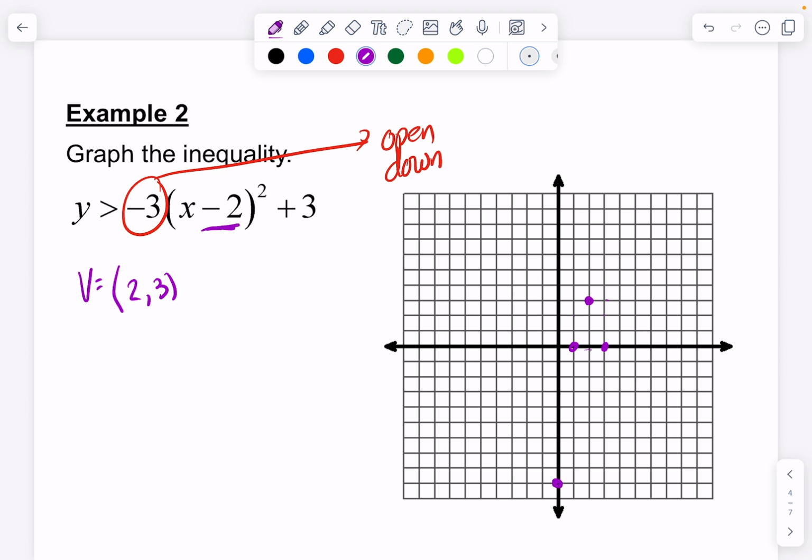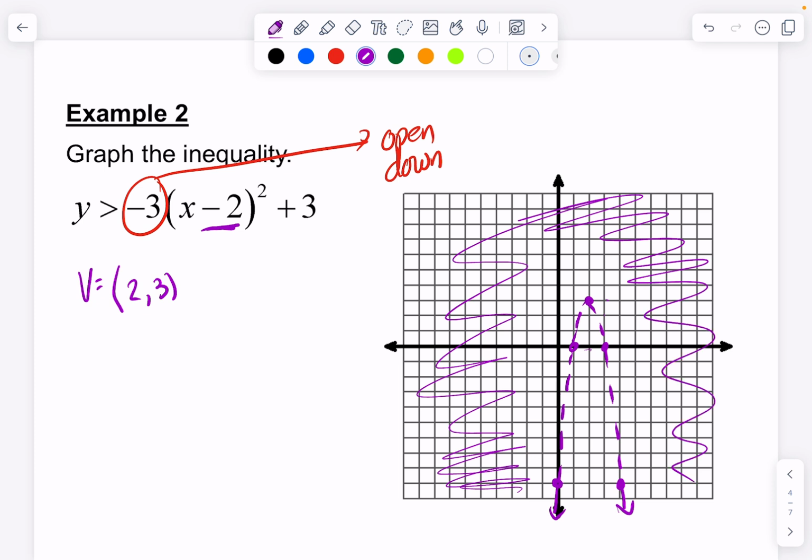So once I get 1 point, remember, I have a symmetry point, so I can just go over to my other symmetry side. Again, another dashed line. Okay, greater than is everything above.